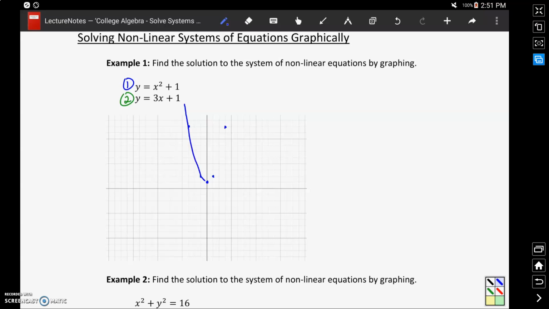So we can sketch out this square function shifted up by 1 unit. And then we can look at graphing our linear equation, which is going to have an intercept at 1 and a slope of 3.